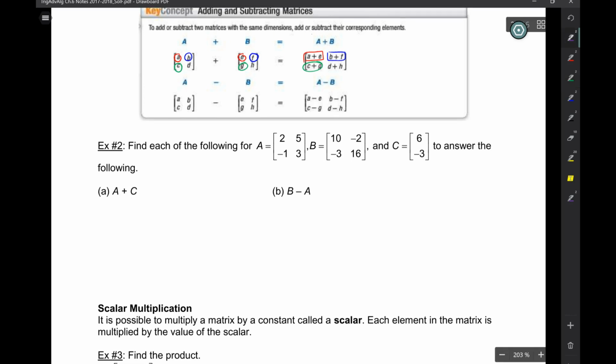So here we have A, B, and C. The first one asks to add A plus C. But look at A, it's a 2 by 2. And this is a 2 by 1. So it's not possible.